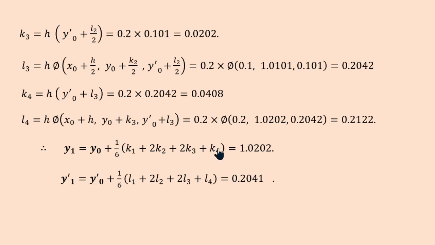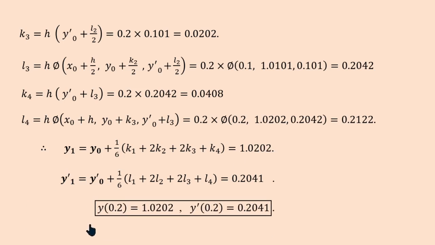After calculating all these values, y1, that is y at 0.2, is y naught plus 1 by 6 of k1 plus 2 k2 plus 2 k3 plus k4. Substituting, we will get 1.0202, and similarly y1 dash. Hence y at 0.2 is 1.0202 and y dash at 0.2 is 0.2041. So this is how we can solve second order differential equations by fourth order Runge-Kutta method.